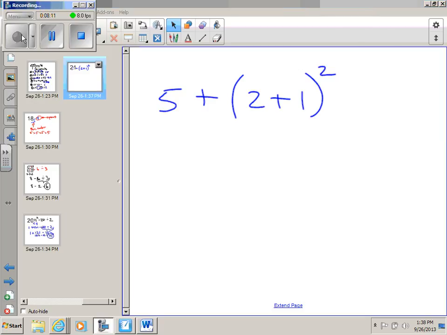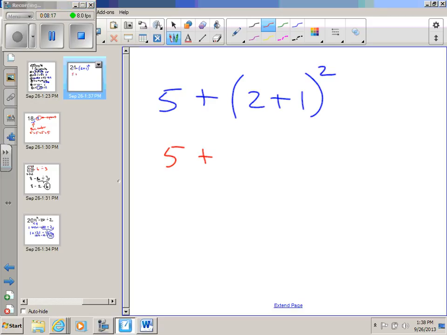All right, order of operations. There are parentheses. So I need to make sure I do what's in the parentheses first. 2 plus 1 is 3. The squared on the outside of the parentheses means whatever value is in here is going to be squared. In this case, it's the 3. 3 squared is my next step. 3 times 3 is 9. 9 plus 5 is 14.